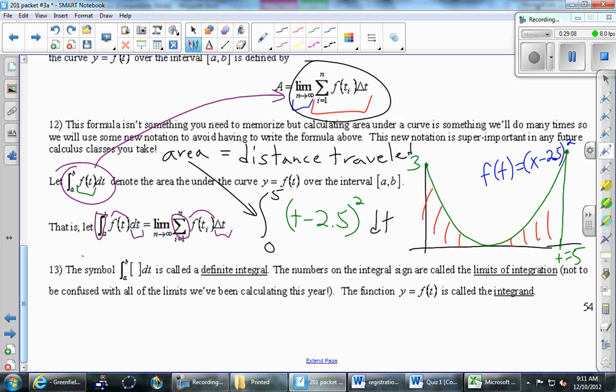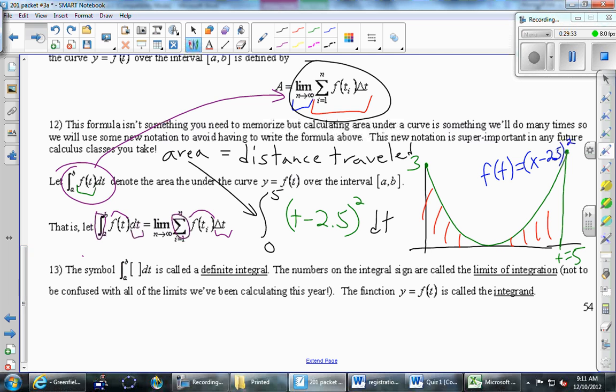And then there's some vocabulary down here. So the symbol that we just wrote down is called a definite integral. The numbers on the integral sign are called the limits of integration. There's that word again. Again, not to be confused with the limits that we saw where we were approaching some point from the left and the right. And then the function is called the integrand, just like we had a summand before.